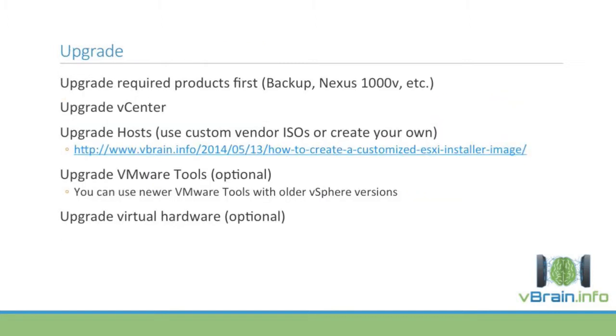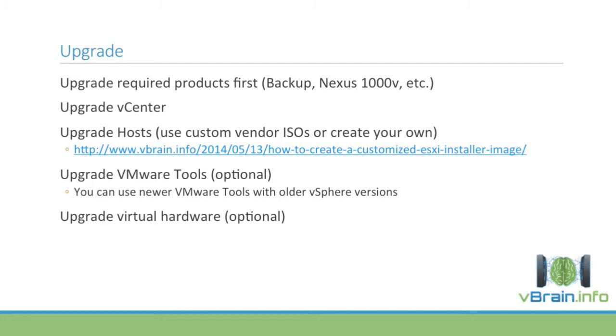During the upgrade process, what is the most important thing to do? Upgrade the required components first, like the backup, VMware external applications like View, Operations Manager, whatever. Then upgrade the vCenter. Always upgrade the vCenter first. Then upgrade all the hosts.